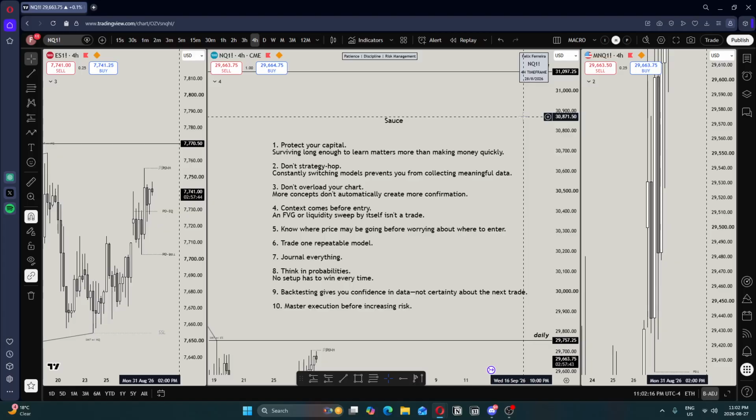Trade one repeatable model. Ties into the no strategy hopping. Just stick to one model that's able to repeat on a consistent basis. Gather data, backtest, forward test. It'll make your life a whole lot easier. You'll gain consistency a lot faster.